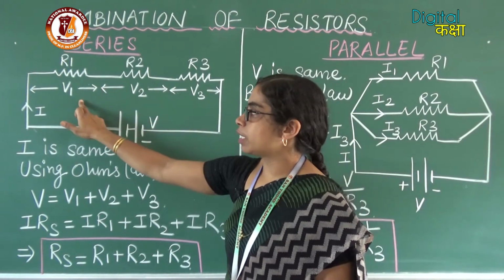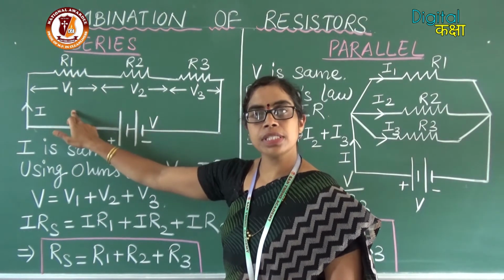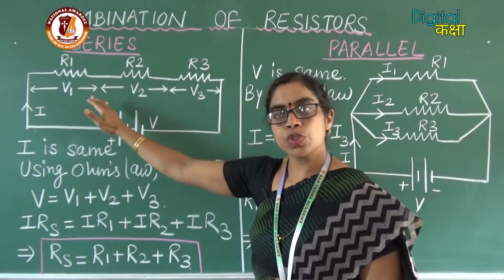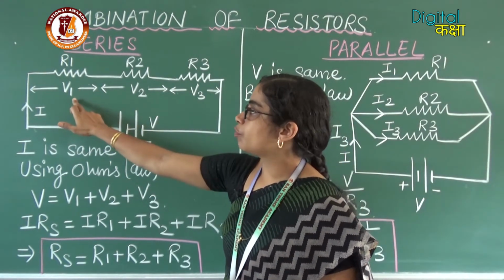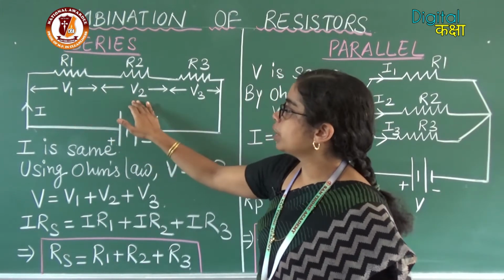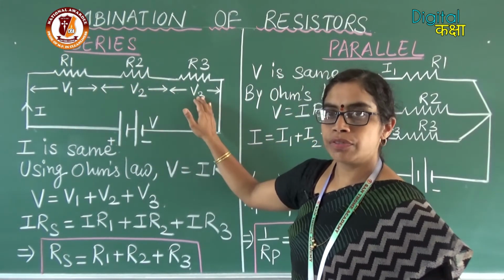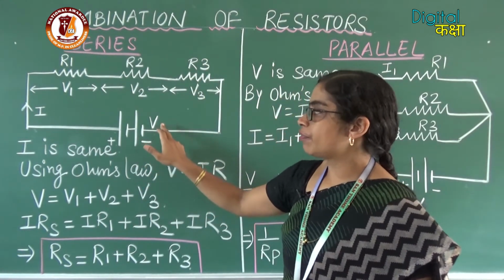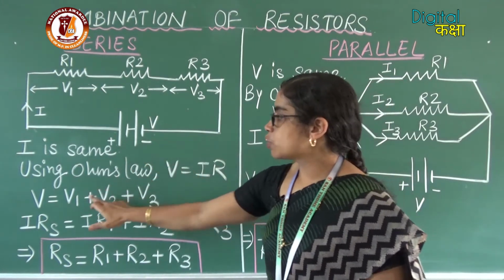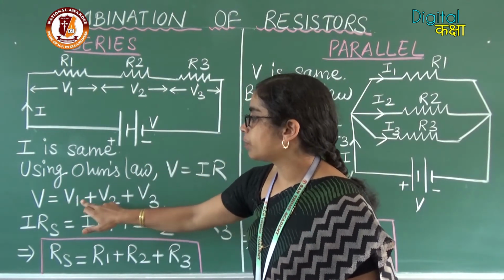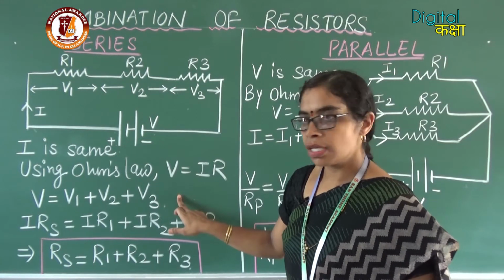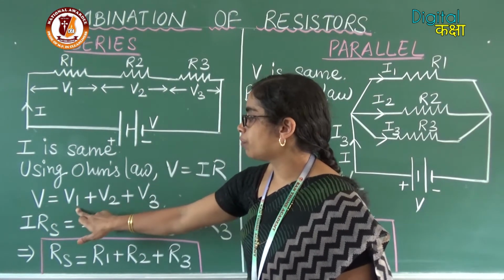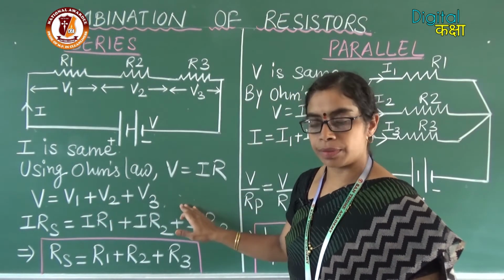In this combination, the potential difference across the three resistors is different, which is shown in the circuit as V1 across R1, V2 for R2 and V3 for R3. The total potential difference of the battery is obtained by the sum of these three potential differences. So we write V is equal to V1 plus V2 plus V3.